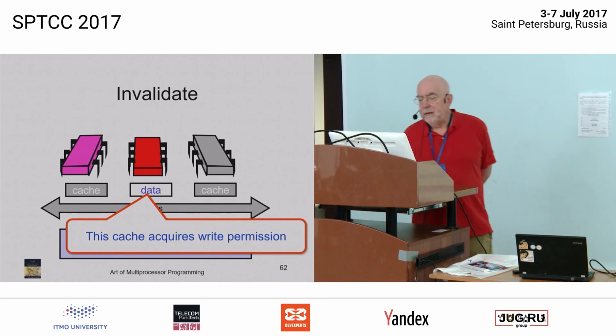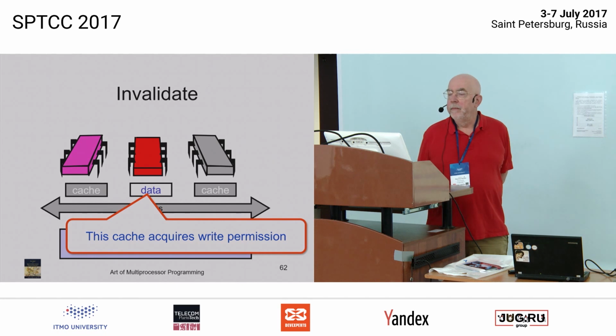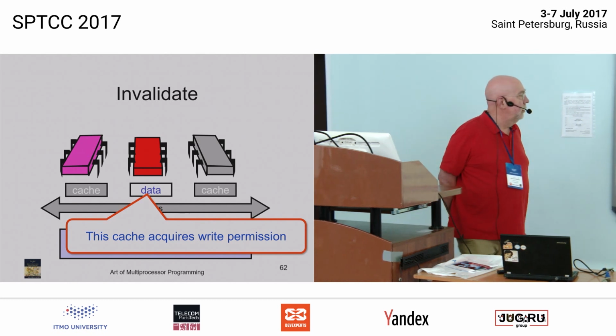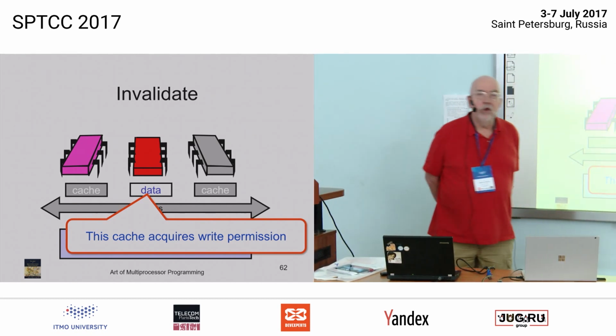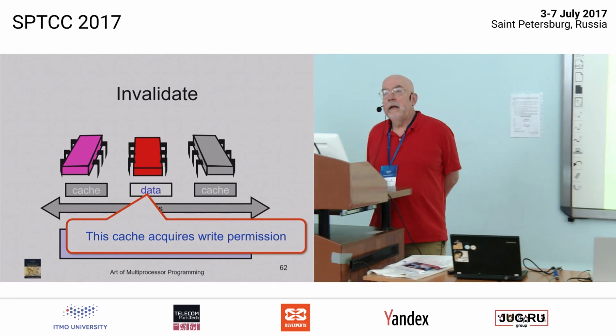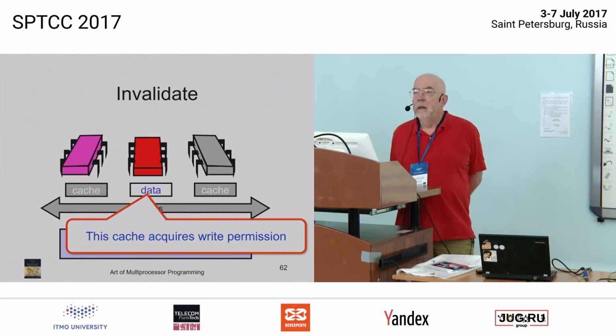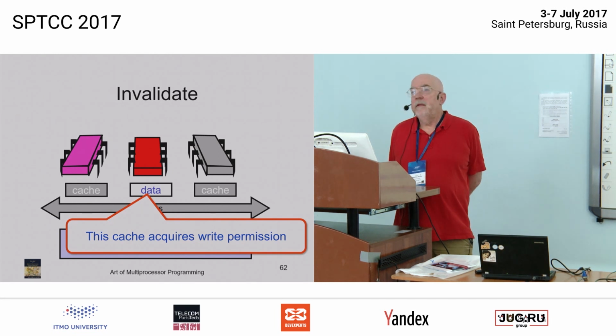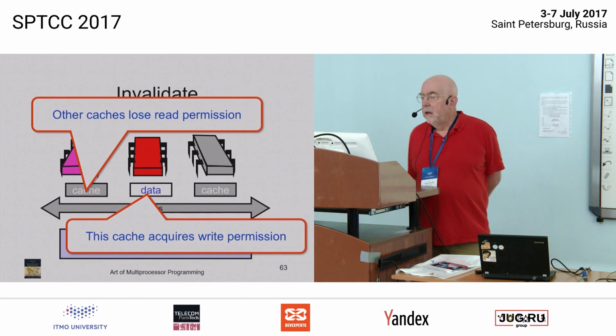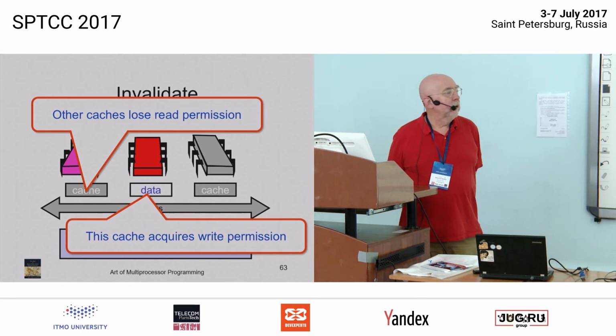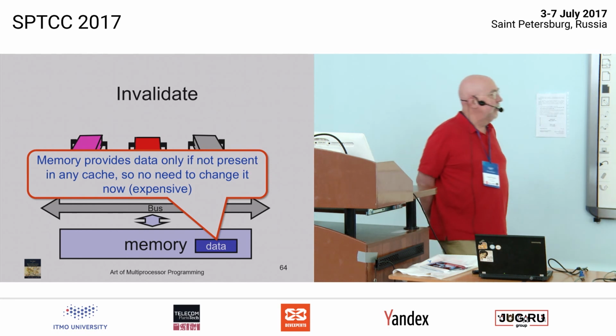One way to do this is to say that the cache acquires a write permission. So now at this point, the data sitting in the middle processor's cache is not the same as the data in memory. It's been modified. It's expensive to write it back, so we're going to be lazy about writing it back. Nobody else can have a copy of this data because it's been modified. Once one cache acquires write permission, the others lose their read permission. So this is all fairly standard.